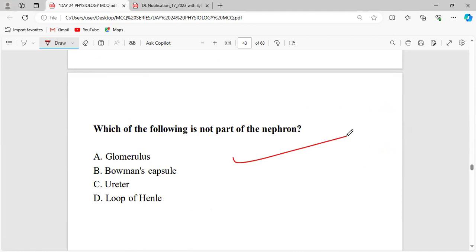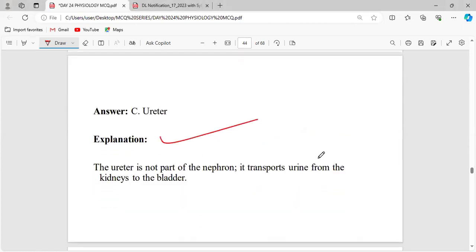Which of the following is not a part of the nephron? Yeah, that will be the part of the kidney.